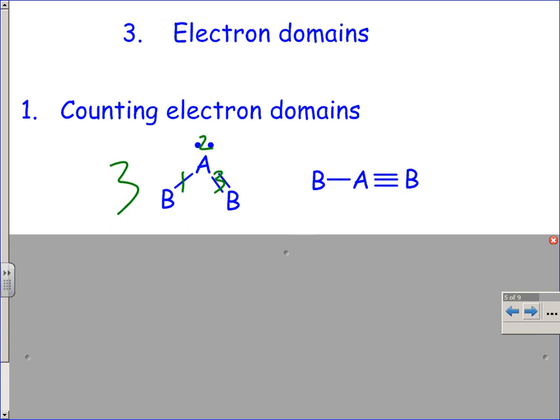Now, the other situation here is a linear situation with 1 center and 2 outside atoms, and we've got a single bond and a triple bond. Remember, single bonds count as 1, and all multiple bonds count as 1. So this has 2 electron domains total. Counting electron domains is critical for hybridization. It's the first step in looking at molecular geometry. It's critical for a number of different things, so make sure you can count electron domains.